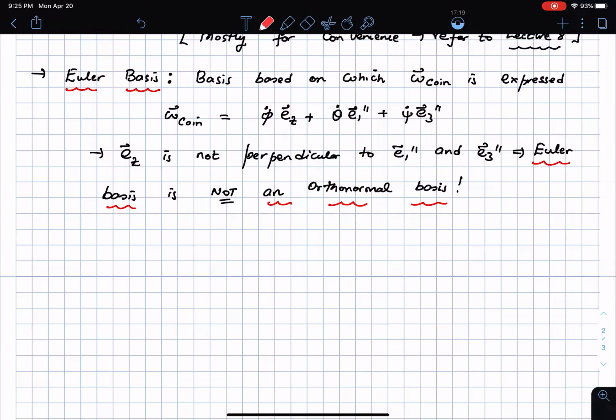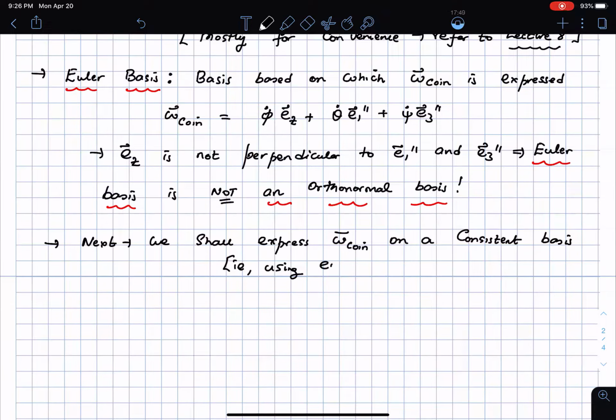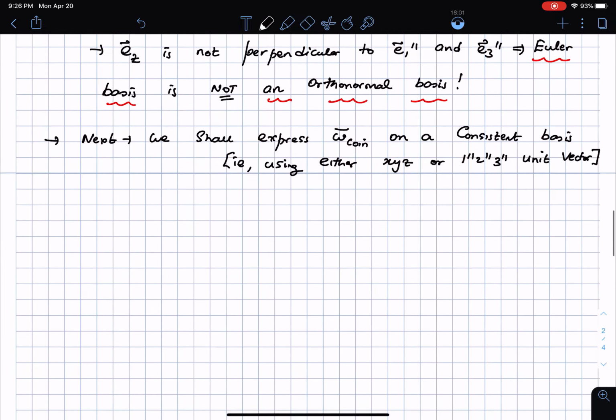So what I'm going to do next is the following. The next step is we shall now express omega coin on a consistent basis. That is, using either xyz or 1 double prime, 2 double prime, 3 double prime unit vectors. And that's fairly straightforward.